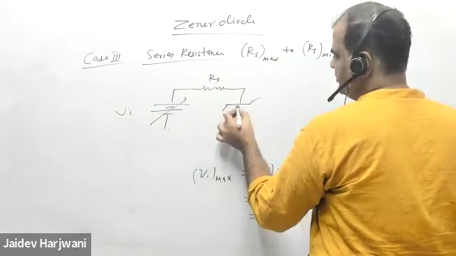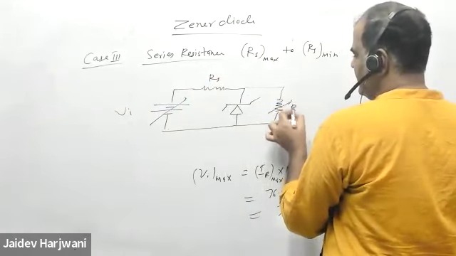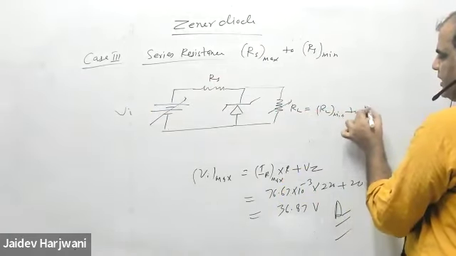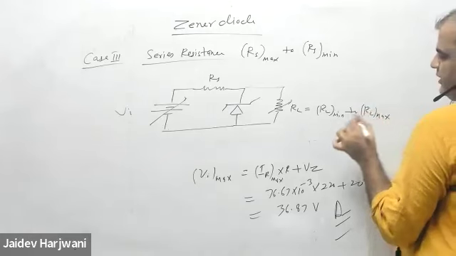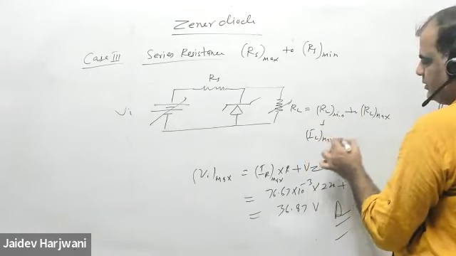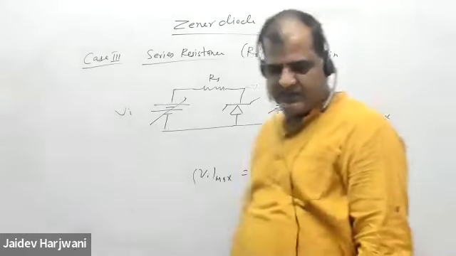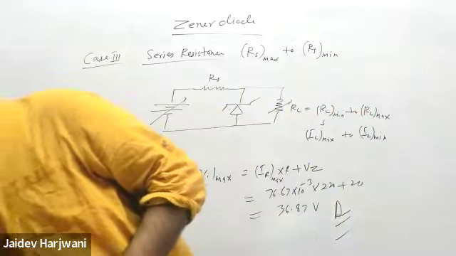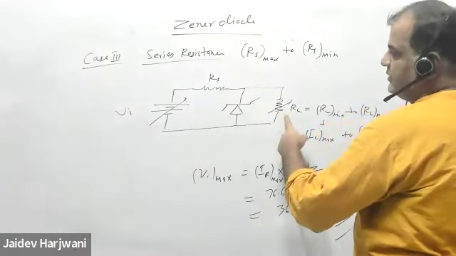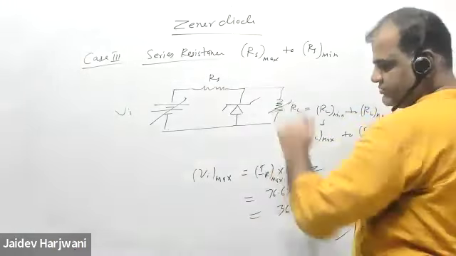Here you have a Zener diode. And here RL is variable. RL goes from RL minimum to RL max. That means IL goes to IL max to IL minimum. Everything is varying. So in that case, if this is varying, this is also varying. So we have to adjust this one. Why adjust this one?